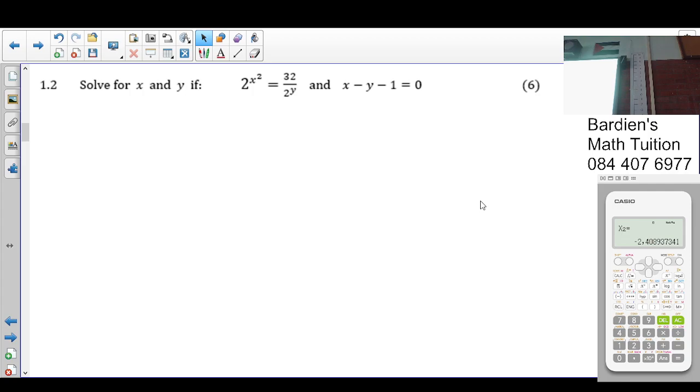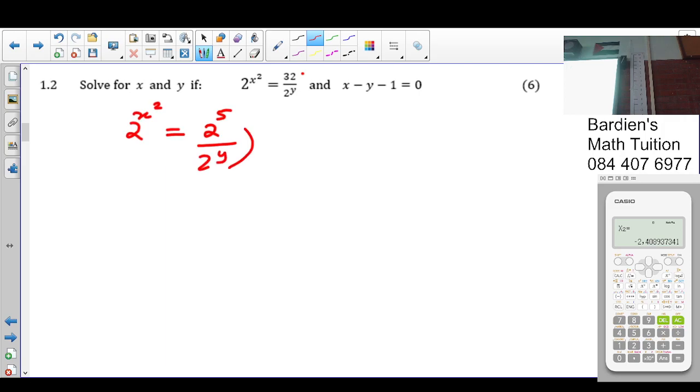Right, so let's go to the next one. Now, (2^x)^2 is equal to 32, which can be written as 2 to the exponent 5, over 2^y. So I bring that up. So it's (2^x)^2 equal to 2^(5-y). Therefore, x squared is equal to 5 minus y. This is equation 1.